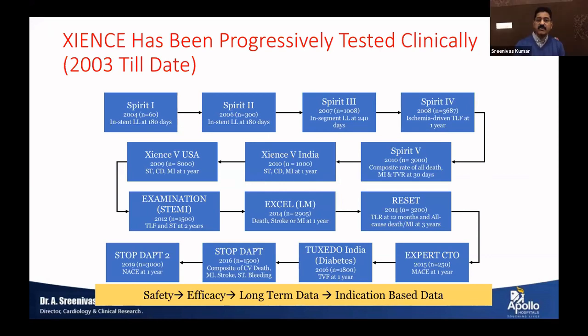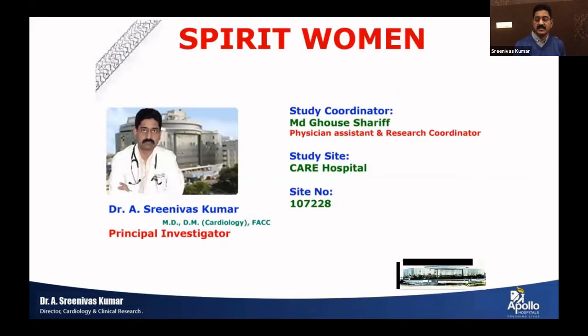And SPIRIT Women was another study in which it was studied in women patients. And then later they also had the EXCEL study, which came in left main subsets of patients, showing that this stent works very well. And now we are moving more towards short DAPT and single antiplatelet drug regimens. And then EXPERT CTO, all that was tested on the Xience platform. So any new stent that comes now has to keep being tested against the Xience stent.